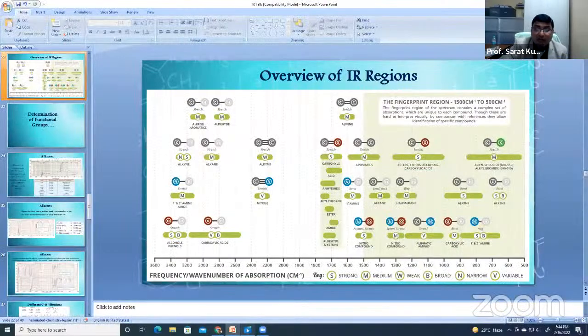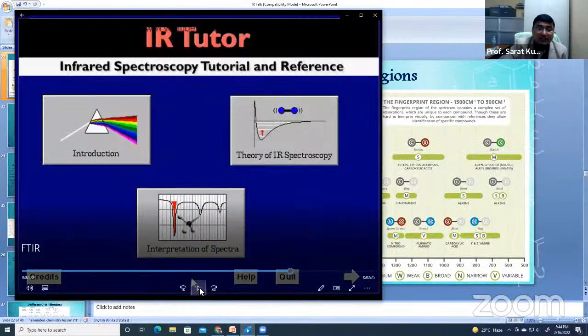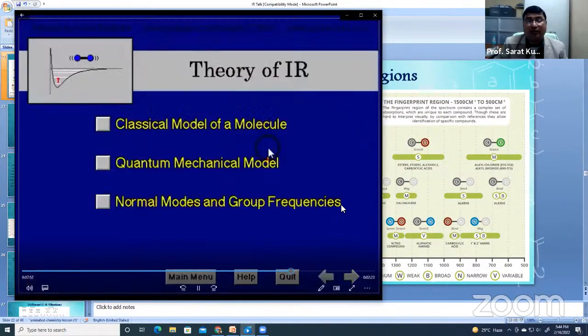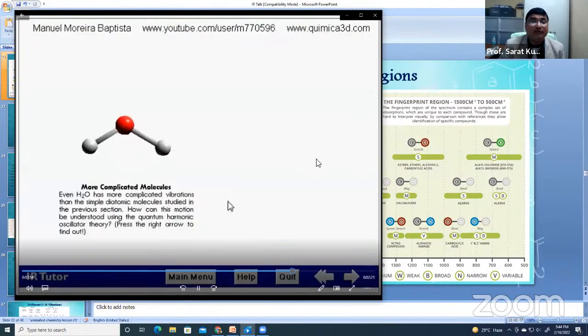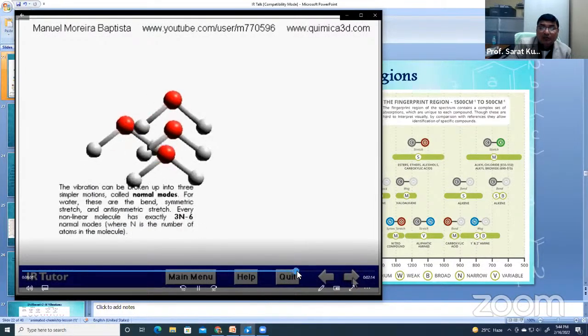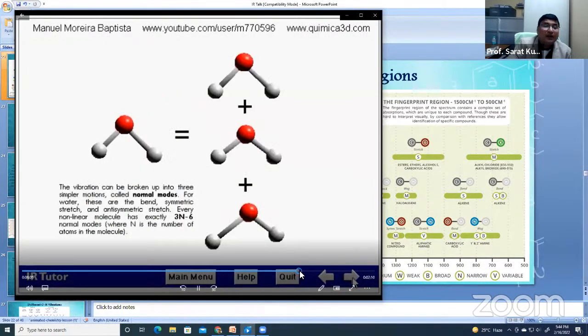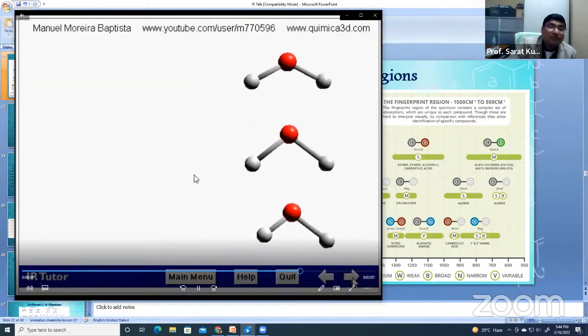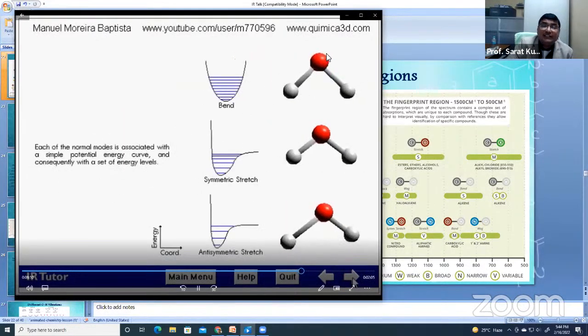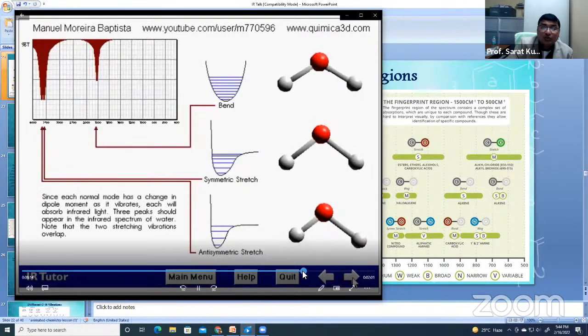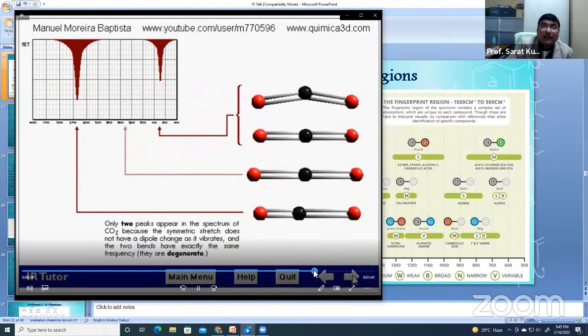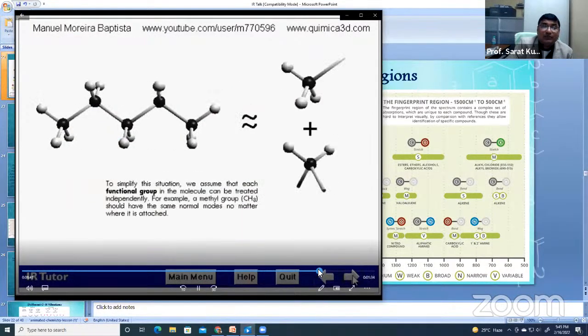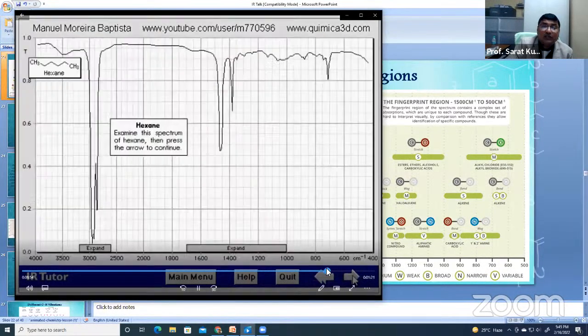Let me show you how it works with a particular compound. In another 5 minutes I'll show this video of how the compound vibrates. You see how it vibrates: this is bending, symmetric stretching, asymmetric stretching. I'll show you a particular compound.